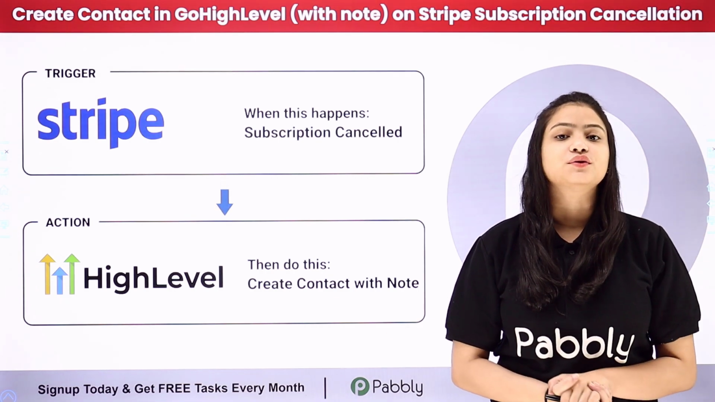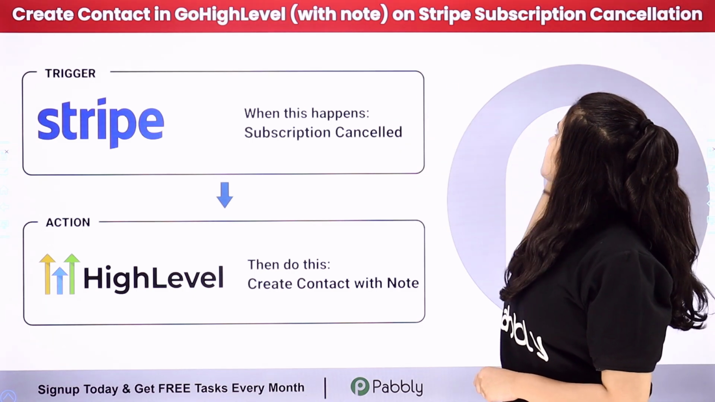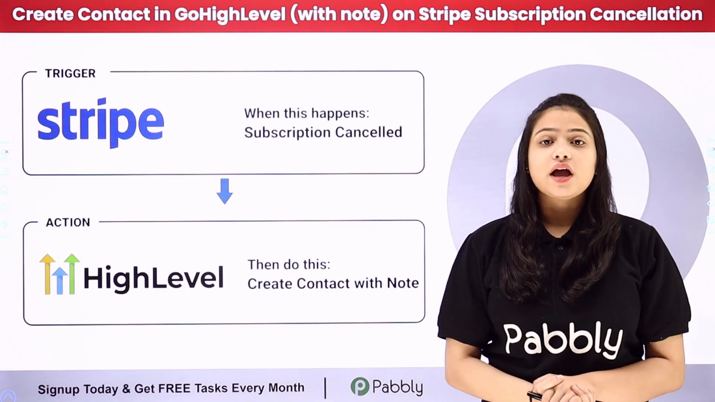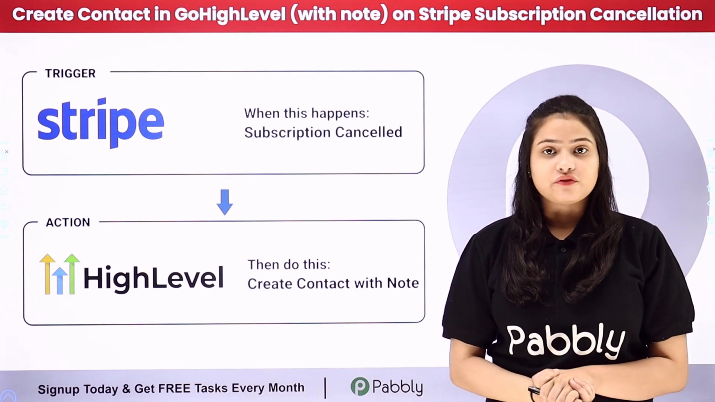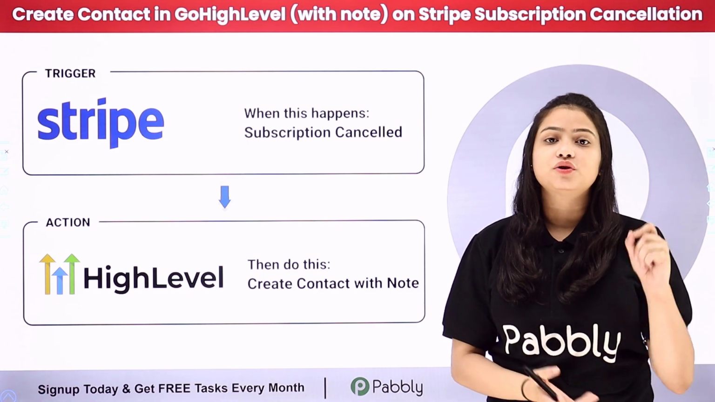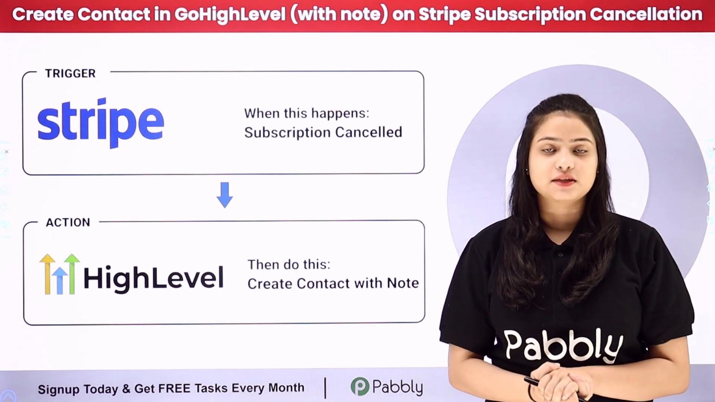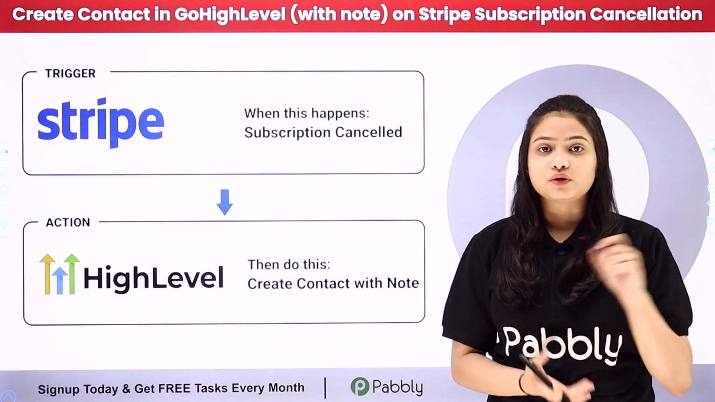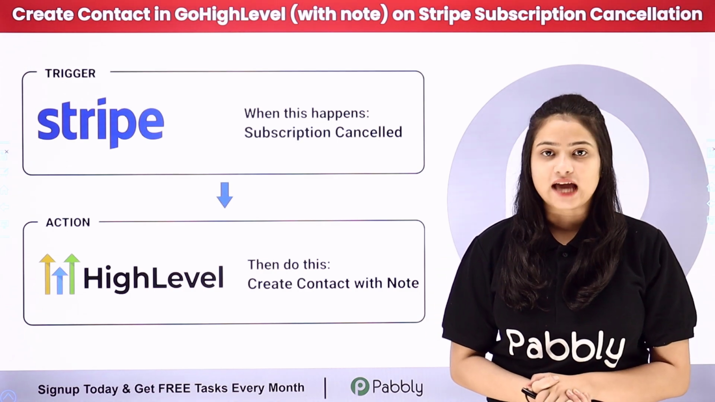In this video, we are going to learn how to create a contact in GoHighLevel with a note on Stripe Subscription Cancellation. So I am using Stripe as a payment gateway to sell my digital products. Now my objective is that whenever a subscription for a product is cancelled in Stripe, then automatically the person who has cancelled that subscription should be added with a particular note in my GoHighLevel CRM account. So how are we going to automate this entire process?